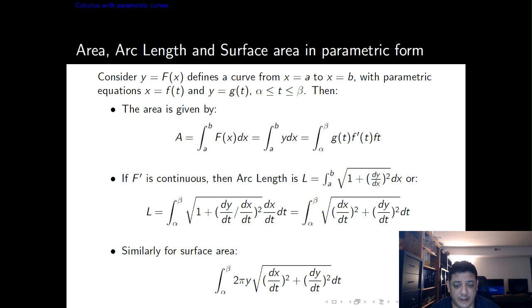Similarly, surface area is going to have a similar transformation. If you have the formula for surface area that we were working with before, now that formula is going to be transformed to the integral from alpha to beta of 2 pi y times the square root of (dx/dt) squared plus (dy/dt) squared. Okay, so next we're going to see some examples of how this works.